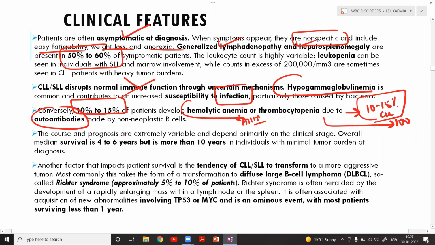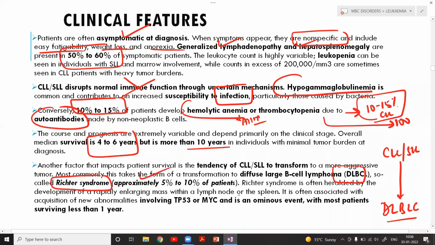Now, the median survival is around 4 to 6 years. Sometimes it might cross more than 10 years. So basically, the prognosis is not very bad. It is good. One very important thing is that sometimes this CLL, SLL might transform to a high-grade lymphoma like DLBCL. In that case, we call this transformation Richter syndrome, seen in approximately 5 to 10% of the patients. Some other mutations which have a very bad prognosis are the presence of TP53 or MYC mutation. Patients having such mutations have a survival of less than 1 year.